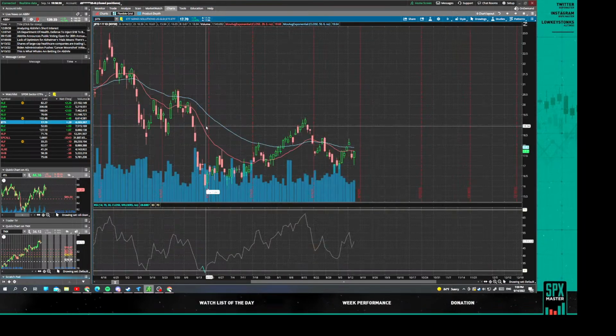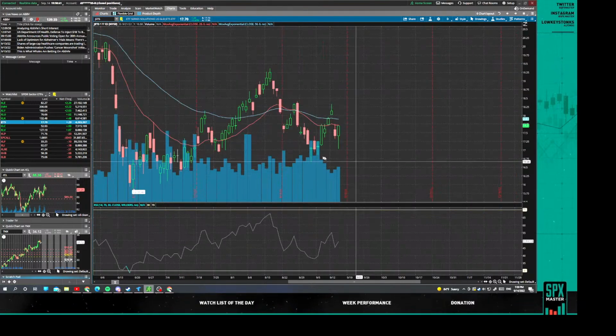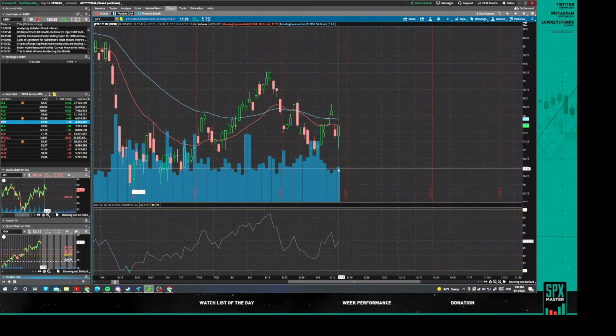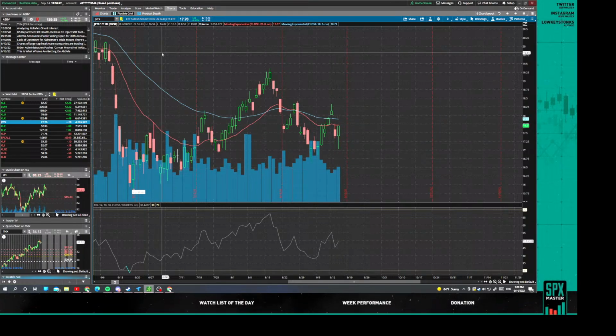Today I'm covering a little bit of JETS because some of the setups are actually airlines. We had a big hammer with increasing volume at these lows. We're going to look at some airlines off of this.